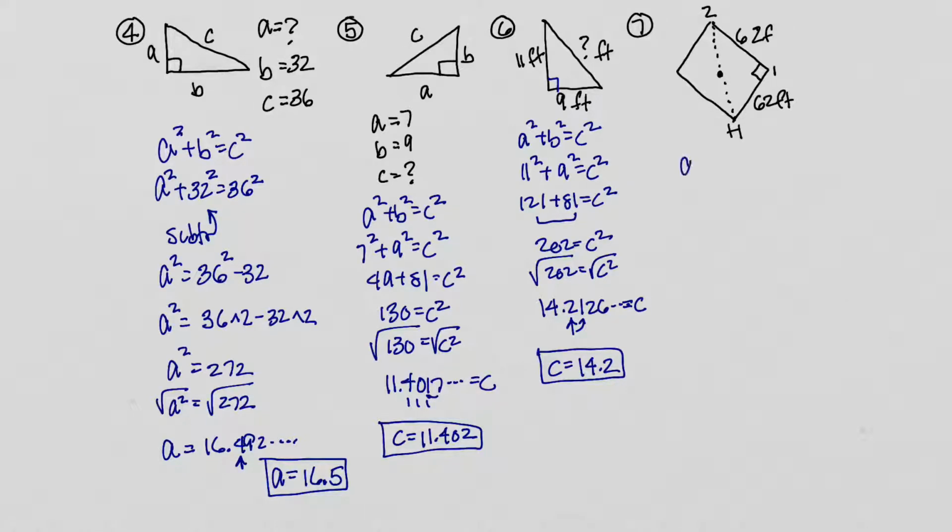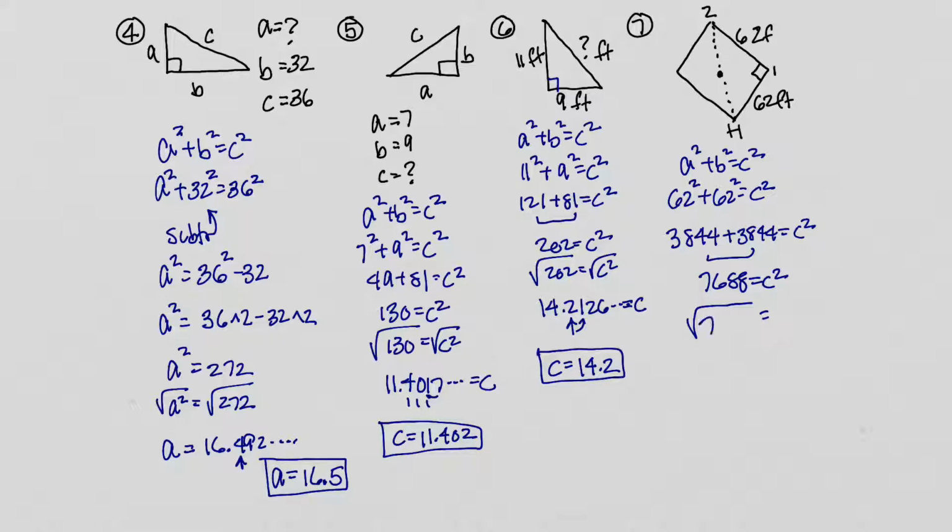So we will get that a squared plus b squared equals c squared. And how about for a and b? We use 62 and 62. We will get 62 squared plus 62 squared equals c squared. 62 squared is 3844, plus another 3844, that's equal to c squared. Add these two together, we get 7688 equals c squared. We'll take square roots. The square root of that equals the square root of c squared.